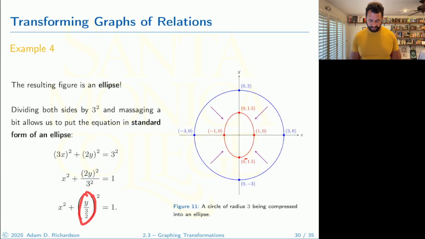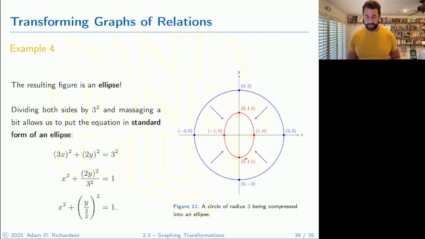Now, I'm doing a little bit of messing around here. I'm going to explain this in just one more slide. But this is now in the standard form of an ellipse. Don't worry, I know there are fractions over fractions. That's okay. It's okay to have fractions and fractions. Remember, this is just a number. If you want to write it as 1.5, you could write it as 1.5.